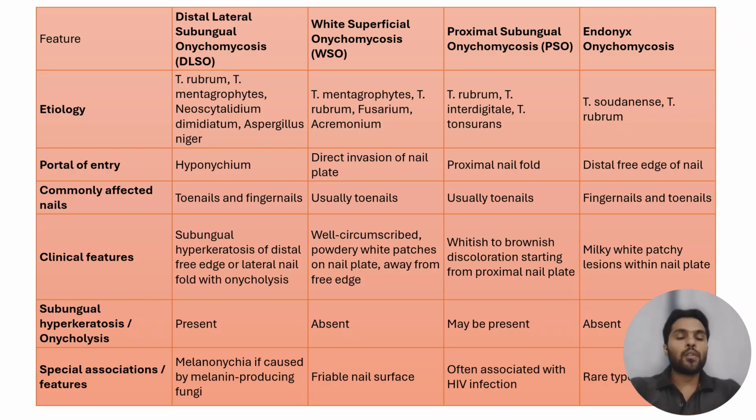This is the overall view of the types of onychomycosis: DLSO, WSO, PSO, and endonyx. And TDO, or total dystrophic onychomycosis, is the end stage where there is crumbling and destruction of the nail plate. And as we can see, there is a difference in etiology, in portal of entry, and in clinical features.